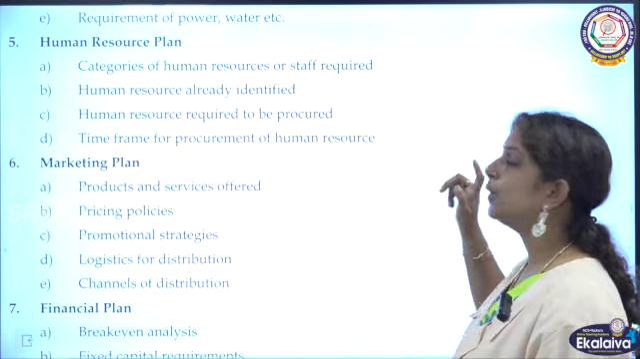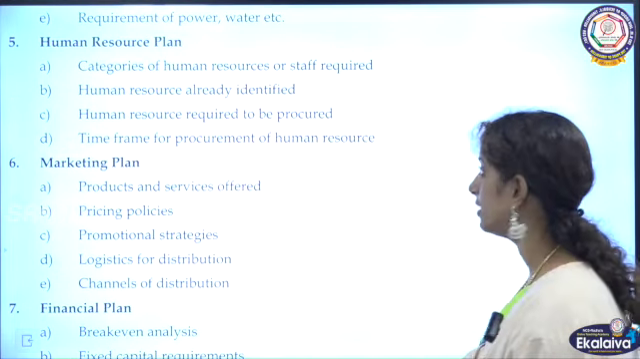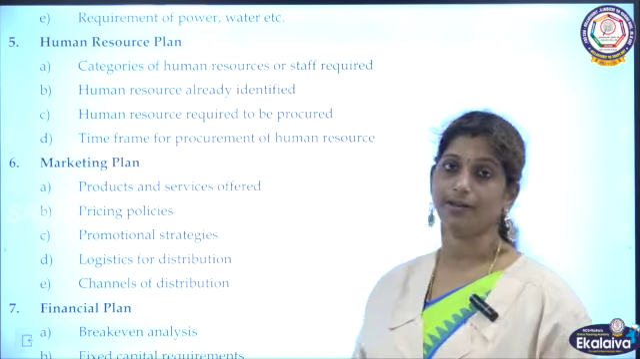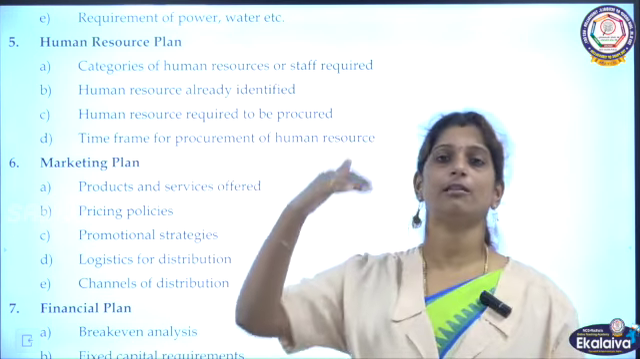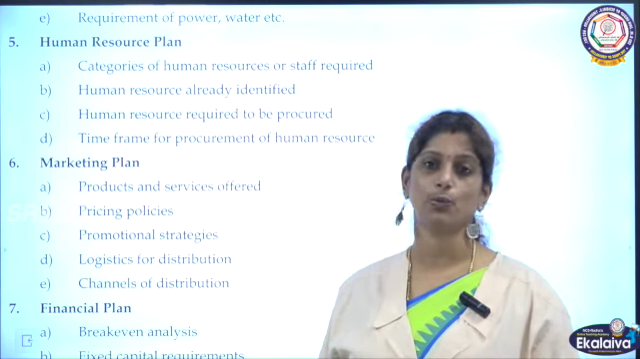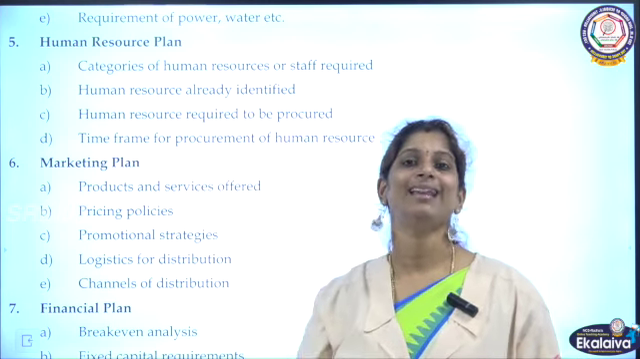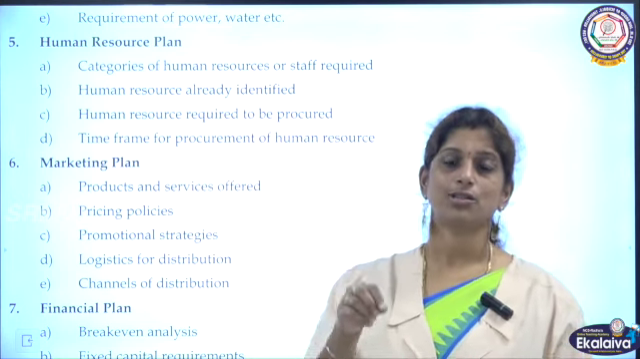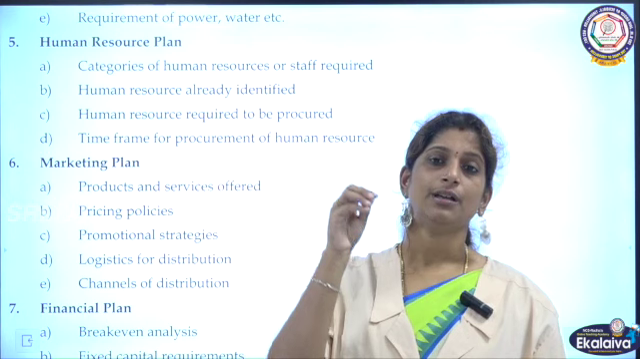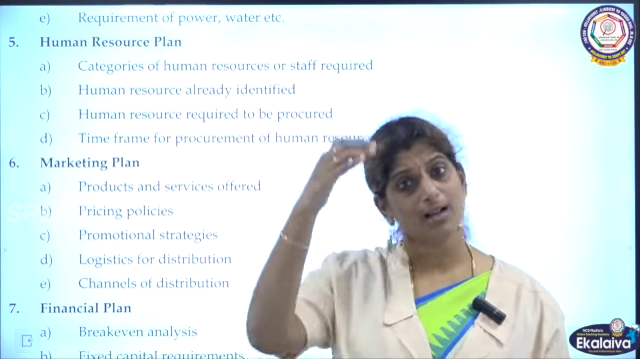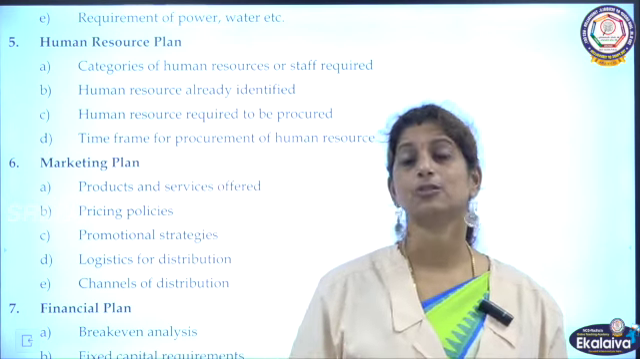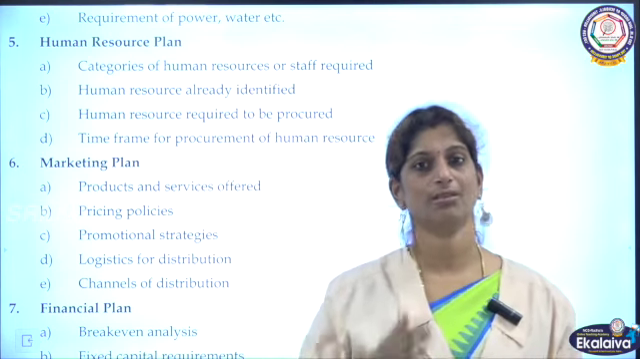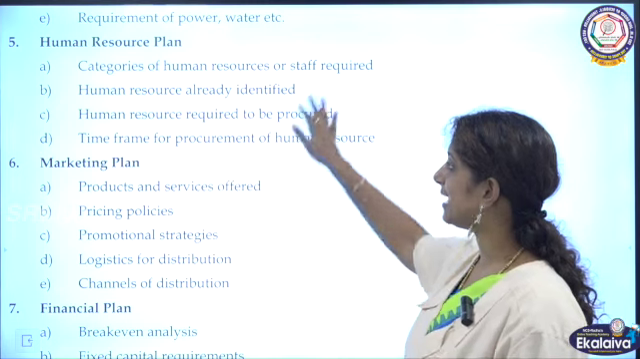And then comes the human resource plan. Here, the categories of human resource or staff required. So from the higher level to the lower level, what are all the designations we have, right? So accountant, then manager, then HR manager, clerk. Like this, there are various positions in an organization. So how many staff are required for each and every position? That has to be finalized at this stage.